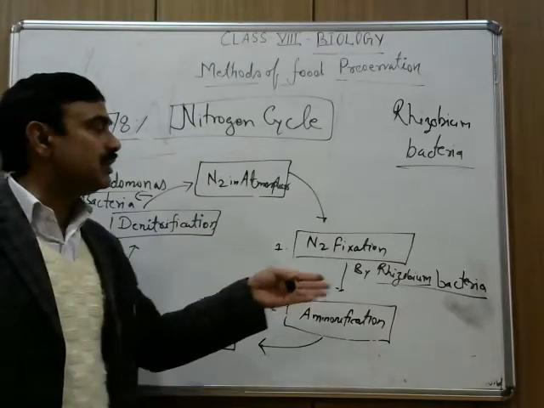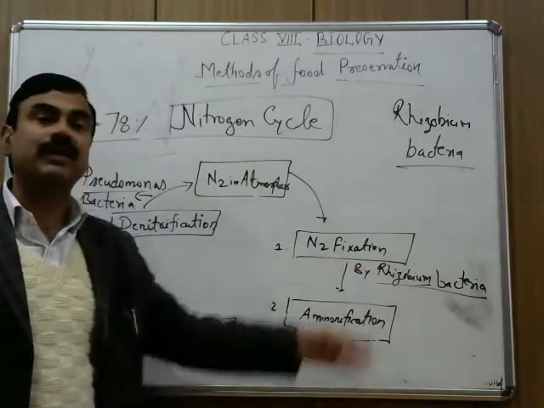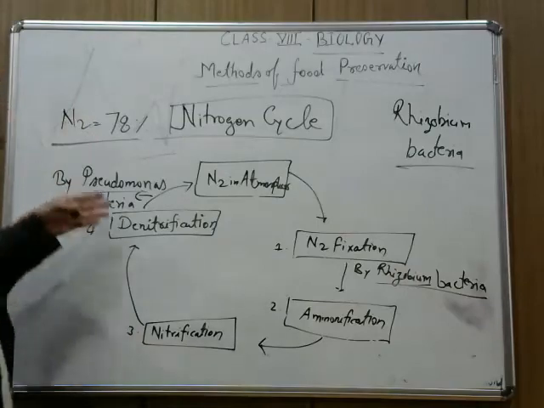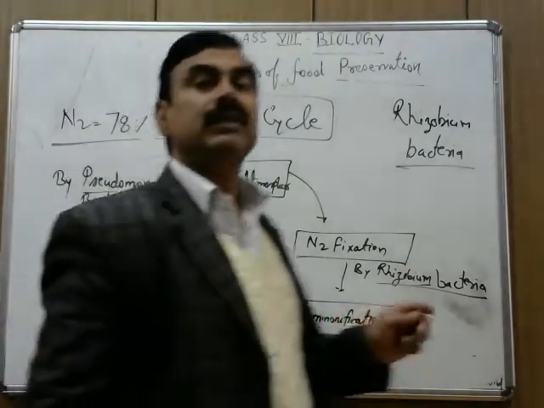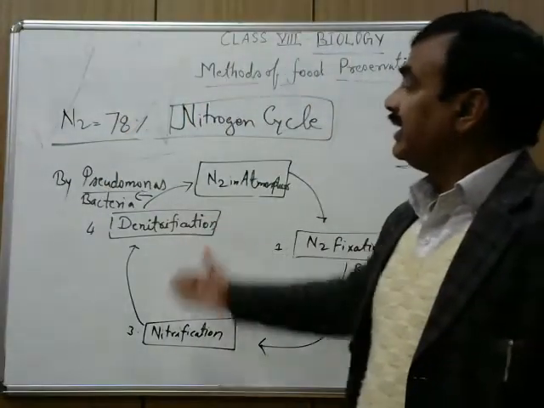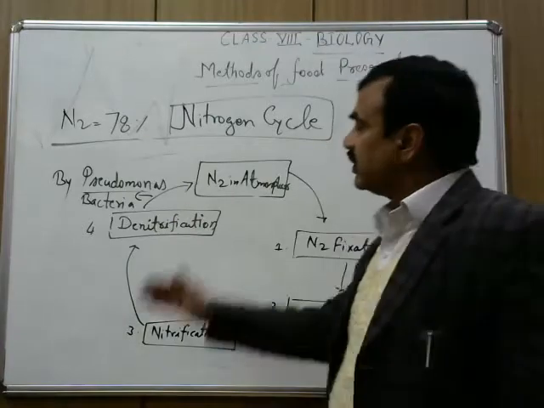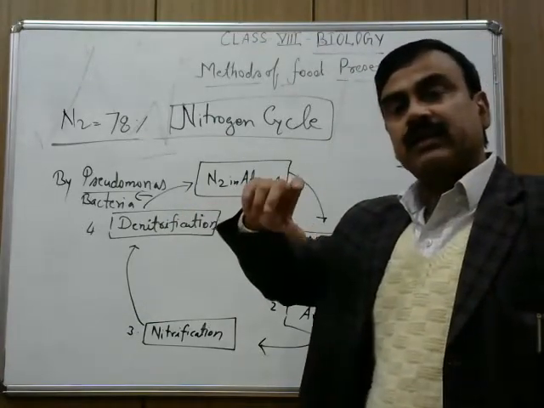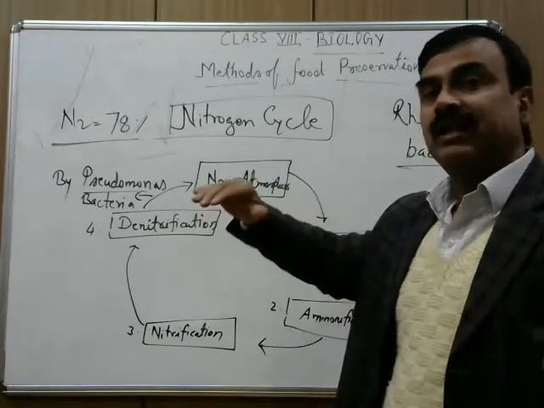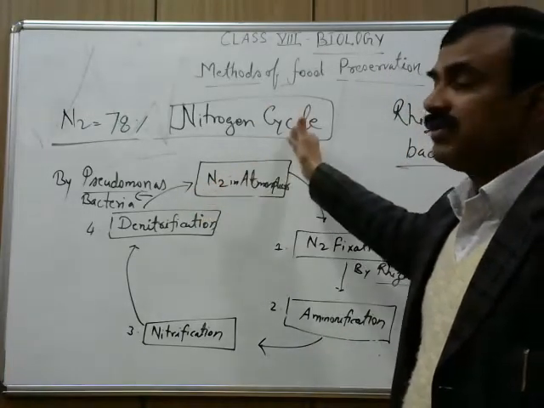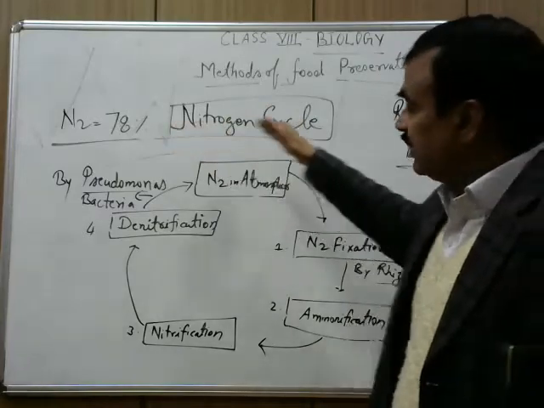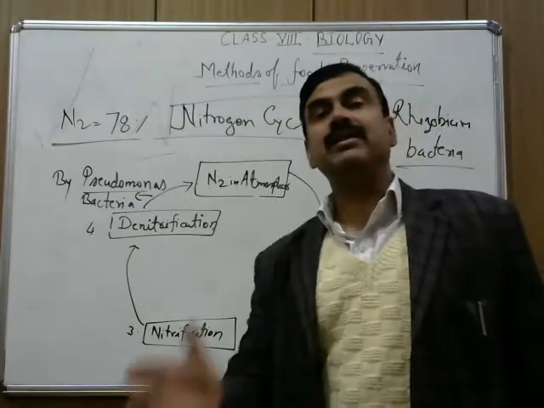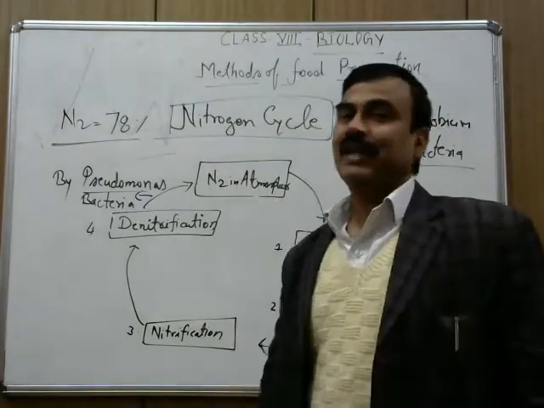So first, nitrogen fixation is done by the Rhizobium bacteria. The second step, the last step of the nitrogen cycle, the denitrifying bacteria, the Pseudomonas, is taking this nitrate back to the atmosphere. So with the help of these 4 steps, you can easily complete your nitrogen cycle.